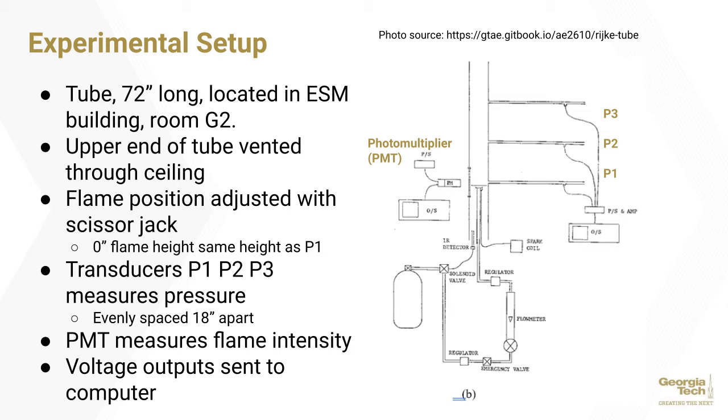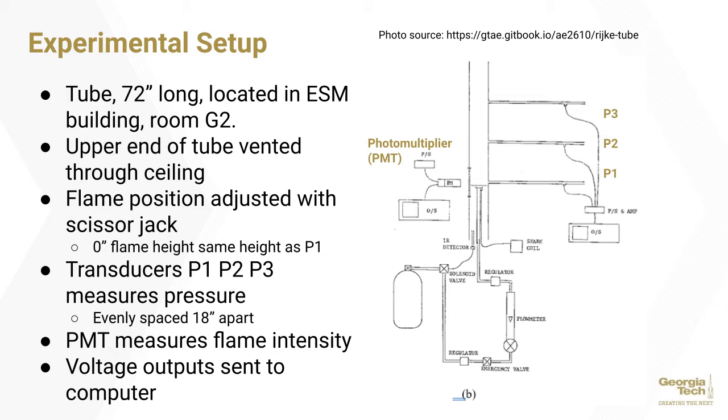The Rijke tube in this experiment is 72 inches long and open at both ends. The upper end is vented through the ceiling through an exhaust system. A flame is fueled with propane gas from a tank. A scissor jack is used to vary the position of the flame. The 0-inch flame location is located 18 inches from the bottom of the tube. In addition, a small fan is used to provide an updraft.